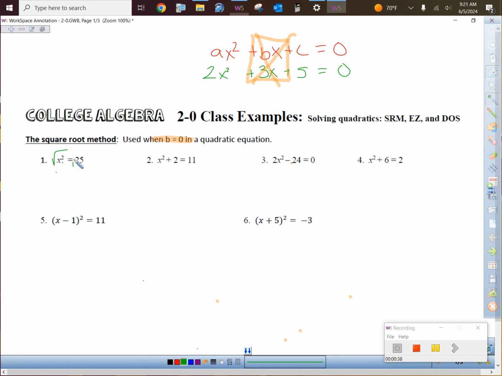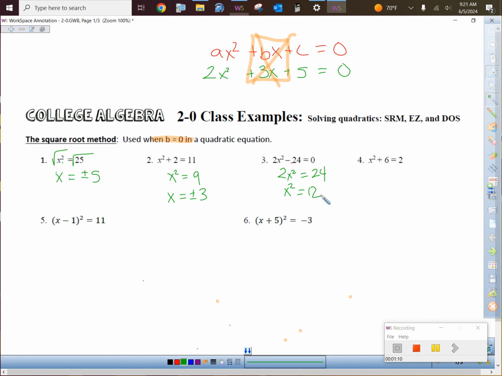So if you square root this side, square root this side, then x will equal plus or minus, don't forget about that, the square root of 25, which is 5. That came out real nice. This guy here, we got to get x squared all by himself, so we need to subtract 2 from both sides. So now I got x squared by himself. I can square root both sides, and x will equal plus or minus the square root of 9, which is plus or minus 3. And then here, getting x squared all by himself, I'm going to add 24 to both sides. Then, of course, I'll divide by 2.